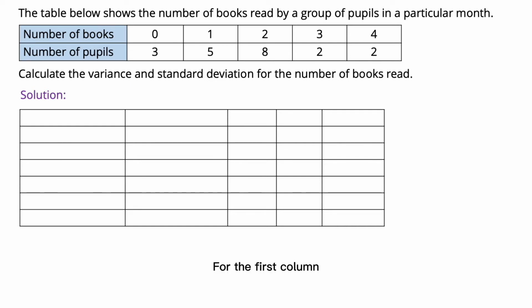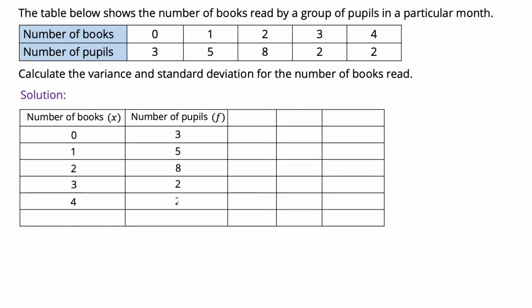For the first column, number of books, the x value: 0, 1, 2, 3, and 4. Second column, number of pupils, that is frequency, f: 3, 5, 8, 2, and 2. Third column, fx, computes the values, frequency times x.